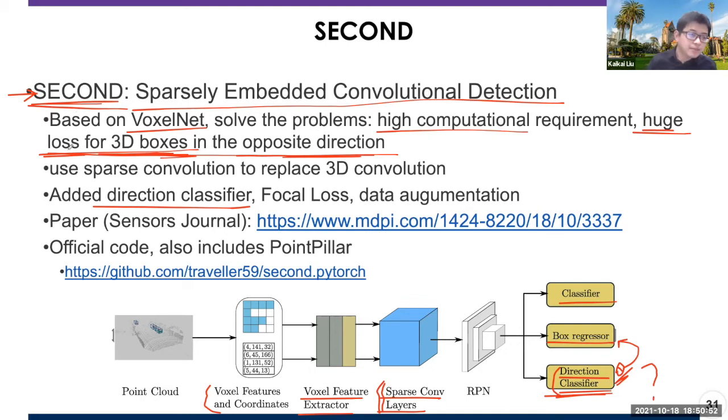So this is some of the major improvement of SECOND. Many future works are all based on the SECOND code. For example, in the future, PointPillars is also based on the official code of SECOND. Although this link stopped updating, many future implementations are all based on this kind of code.